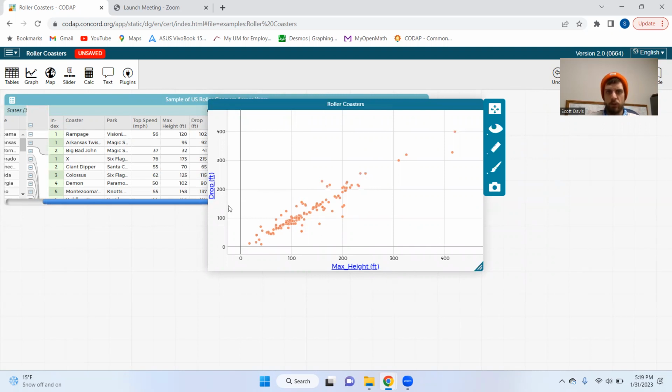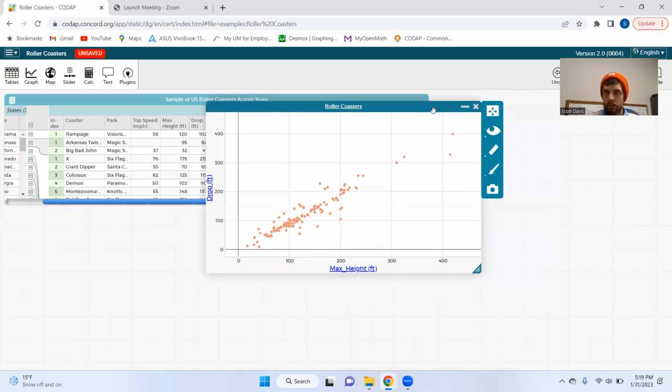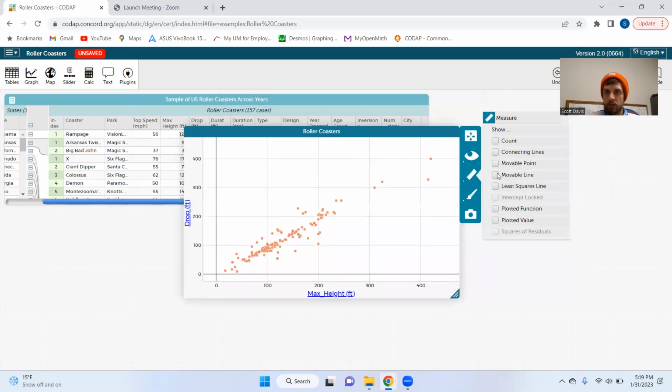To me, this seems like the relationship we're looking for. And this seems like a pretty strong relationship. So again, it looks linear. It looks like as the height goes up, the max drop of the roller coaster is also going up. So what we want to do is add a least squares line. You don't need the count, we don't need the connecting lines, but we want the least squares line. So this is going to give us our linear regression, and it will not define new variables.